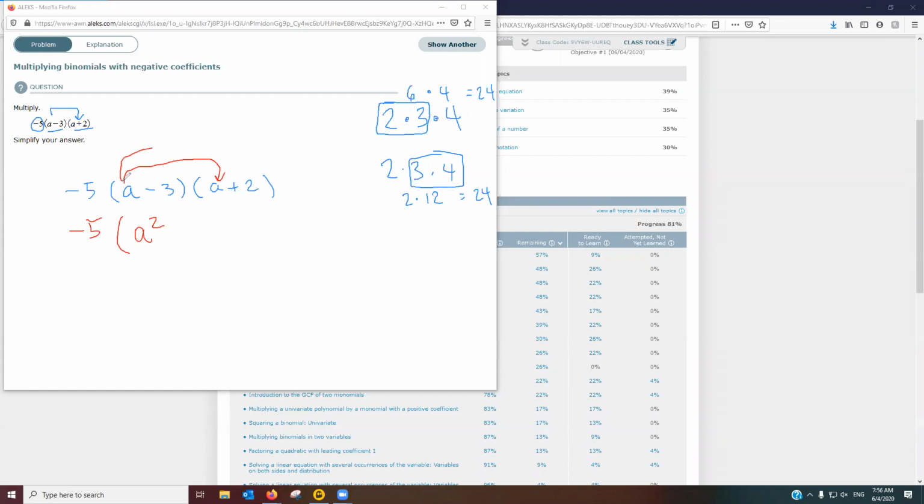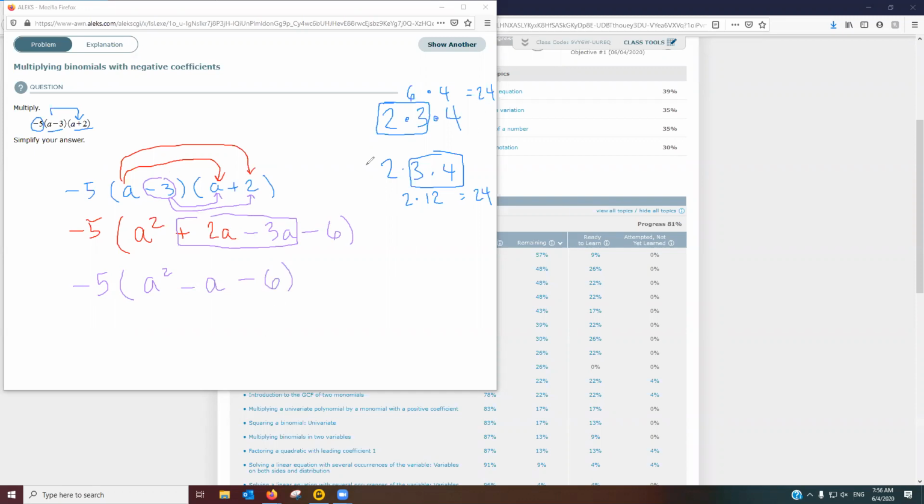All right, now I'm going to let this a multiply the 2 in the back. That's 2a. Now I'm going to come back. I'm going to think of this as a -3 and let that multiply the a. So that's -3a. And finally, that -3 multiplies the 2. That's -6. Now let me just combine like terms inside the parentheses. I have a +2a and a -3a. Well, that's -1a. I could just write that as -a.